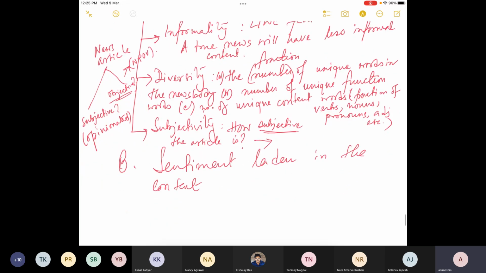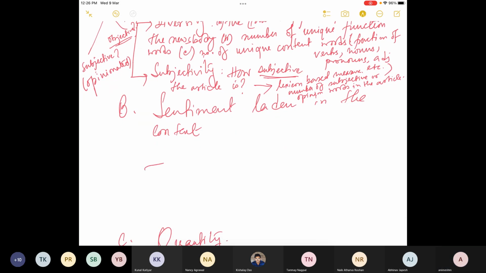The authors used a very simple way of measuring it. There could be more complex ways, of course, like there are subjectivity tests that can be done. But the authors used a lexicon-based or dictionary-based measure, where they counted the number of subjective or opinion words in the article. That's what they did to capture the subjectivity.